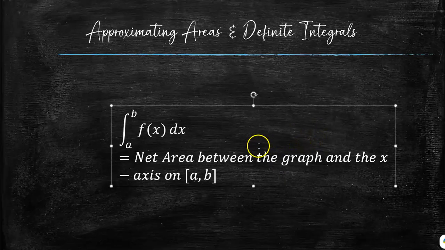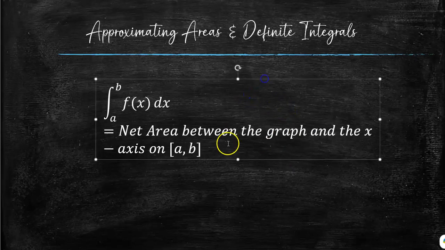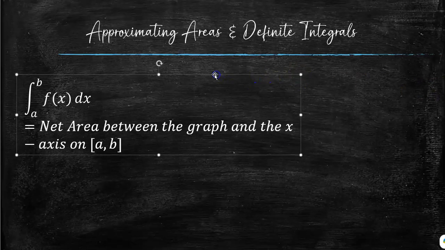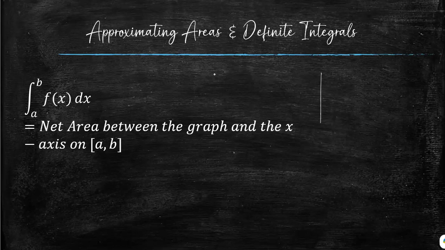Anyway, this is the main takeaway. Integral from a to b is not the area, it's the net area between the graph and the x-axis. So we don't use the word under anymore because we're not necessarily dealing with the positive function. So when you're working with the positive function, we use the term area under the graph.